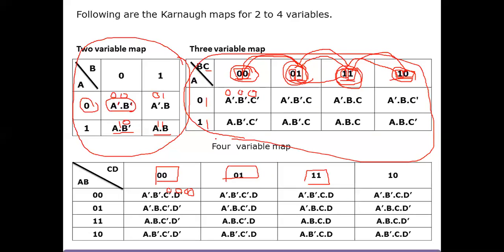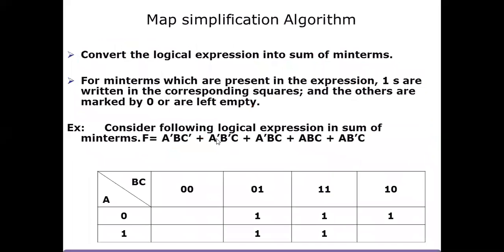Let's have a look at a problem. You are asked to simplify a function using this K map. There are 2 things you need to do. You have to convert the logical expression into sum of min terms or product of max terms. Now we are considering how we can solve this using the sum of min terms form.